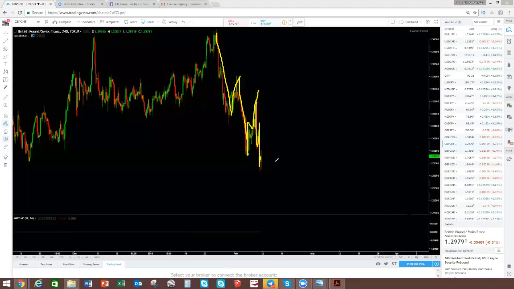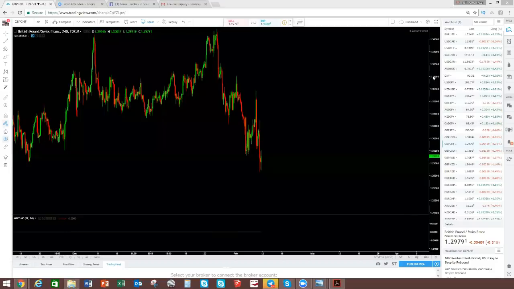So we need to see if we're still getting continuation. We need a corrective structure that is in the same degree as this impulse. Then we'll sell it more. All right. That's pound Swiss, pound CAD.